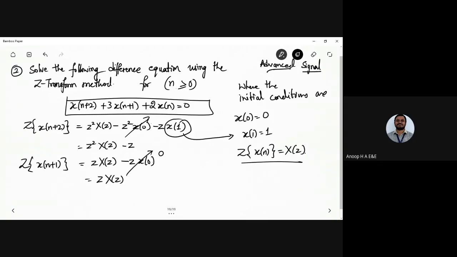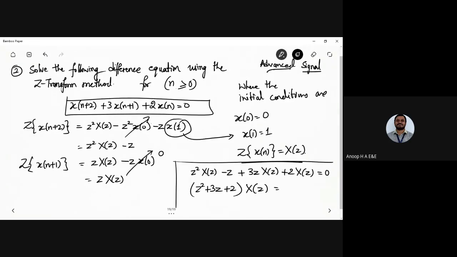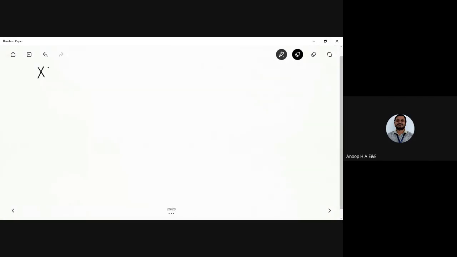Now let me replace it in the above difference equation as it is: x of n plus 2, that is z squared into x of z minus z, plus 3z into x of z, plus 2 into x of z, that would be equal to 0. So z squared plus 3z plus 2, into x of z, would be equal to z. X of z would be z divided by z squared plus 3z plus 2.